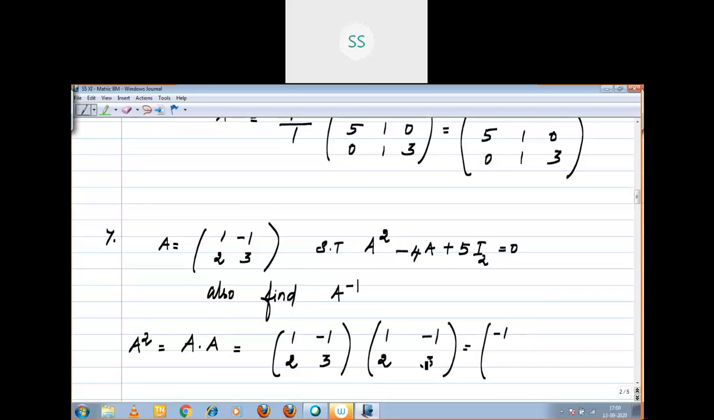Next. First row, second column: minus 1, minus 3, minus 4. Second row, first column: 2 plus 6, 8. Second row, second column: minus 2 plus 9, 7. Got it, children? Say yes or no.